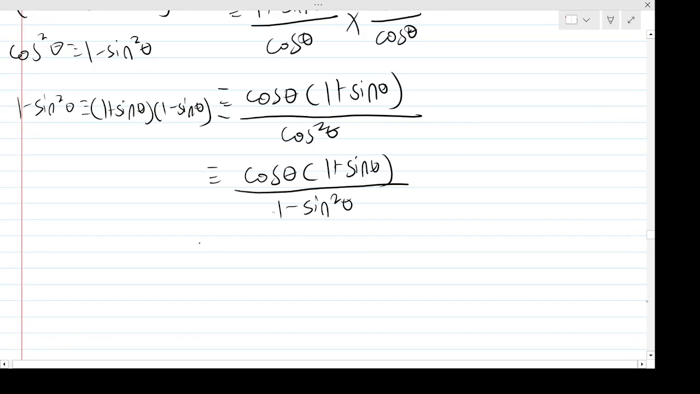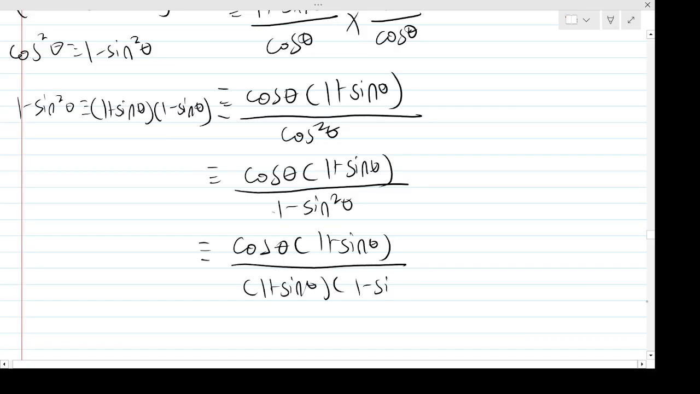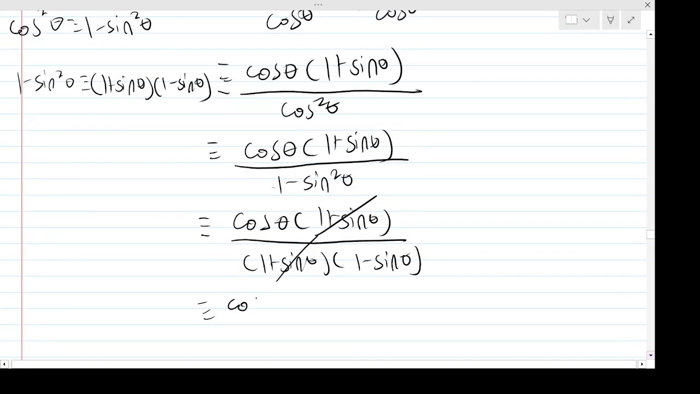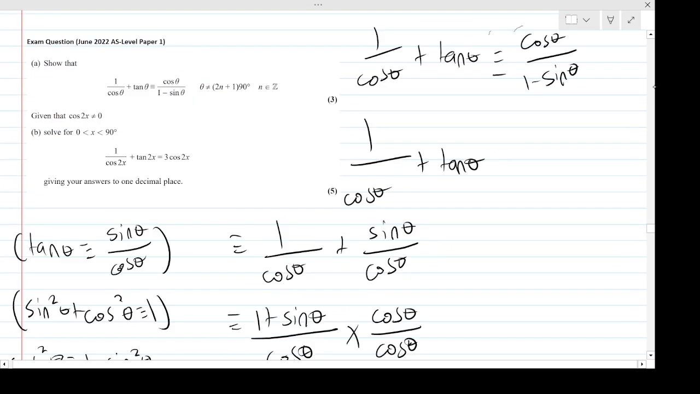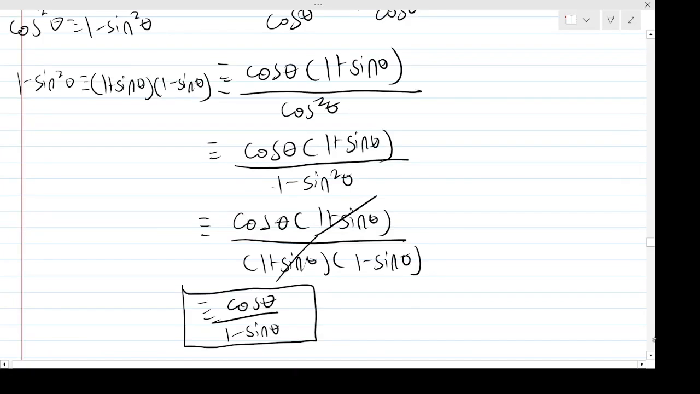So I can factorise the bottom to get cos theta, 1 plus sine theta, over 1 plus sine theta, 1 minus sine theta. And what do you know? I've got a common factor on the top and the bottom here. Cancel that out. I then get cos theta over 1 minus sine theta. And I believe that should be it. The other side is cos theta over 1 minus sine theta. So now I've got to the other side, and I've proved the identity. Cool. So that's part A.